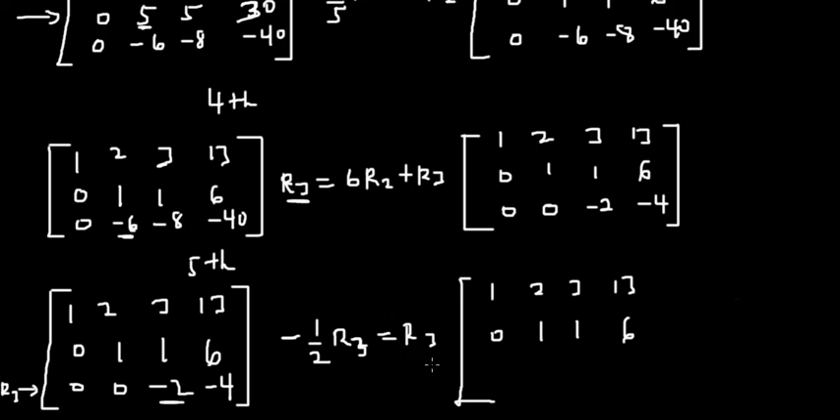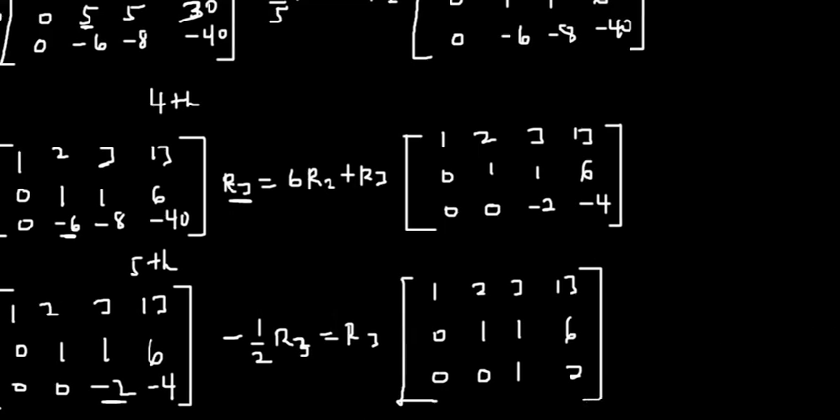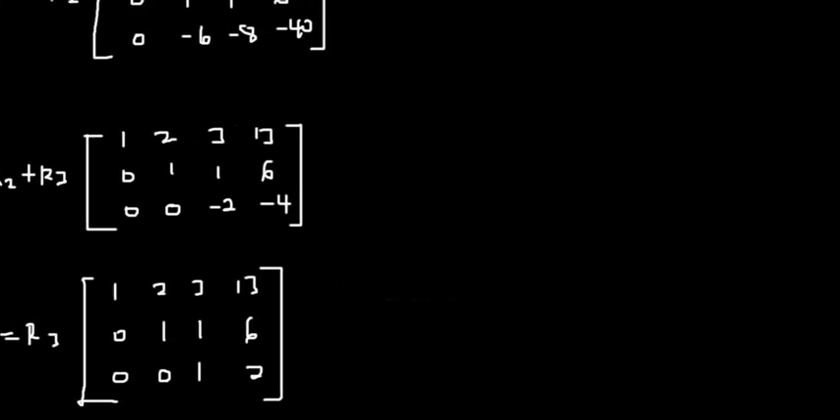Now we want to find our new row 3. All you have to do is multiply the entire row 3 by minus half. When you multiply minus half by 0, you end up with 0. When you multiply minus half by 0, you end up with another 0. When you multiply minus half by minus 2, you end up with positive 1. And when you multiply minus half by minus 4, you end up with positive 2. You can see how simple this is. So let's proceed and try writing this out.